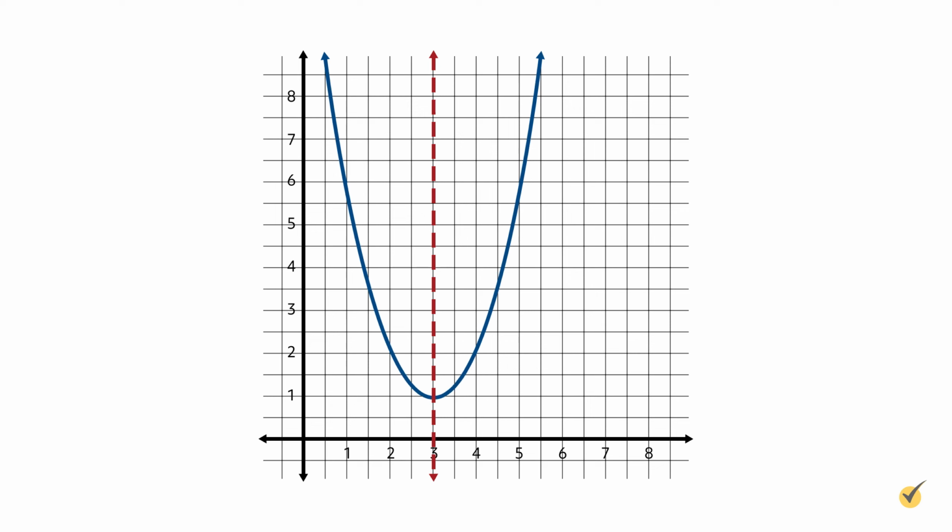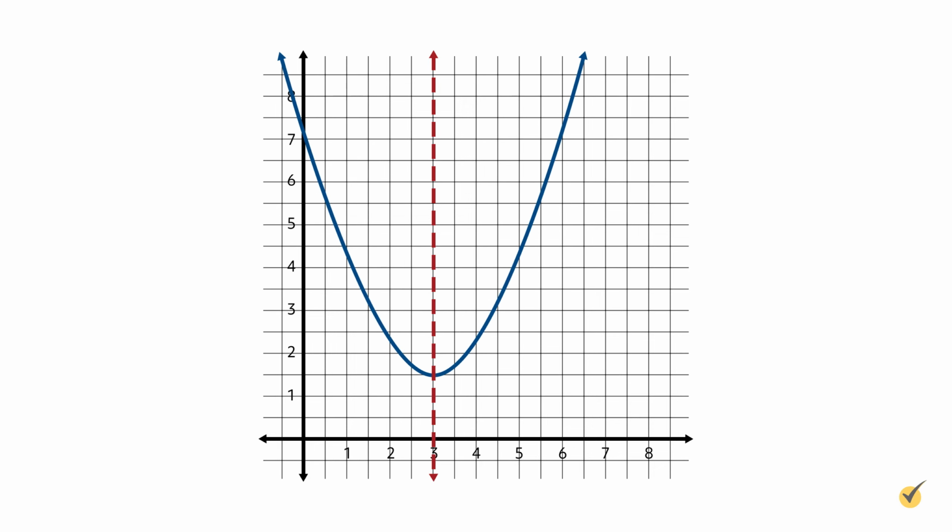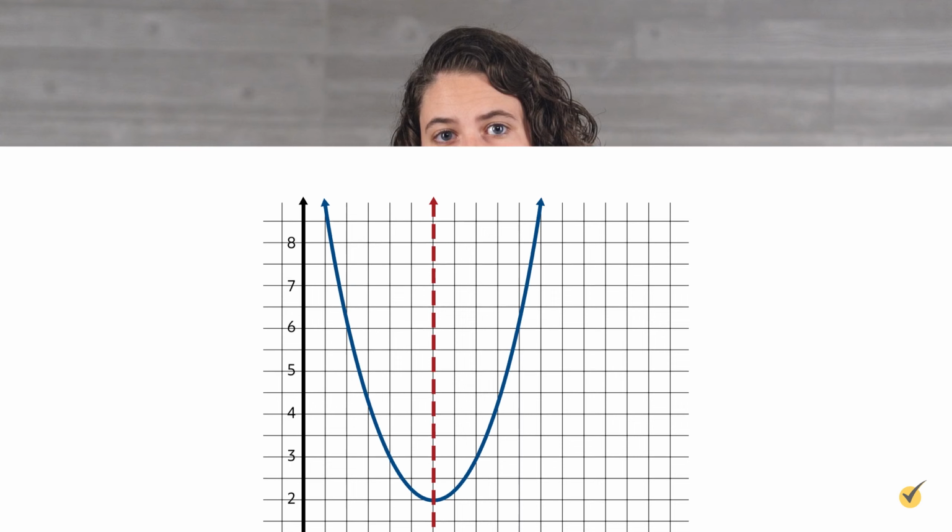The y-coordinate of the vertex has no bearing on the equation of the axis of symmetry, because x equals 3 would work for any parabola with x equals 3 as the axis of symmetry, no matter the height. So we can determine the equation of a parabola's axis of symmetry by determining the x-coordinate of the vertex. How can we accomplish this?